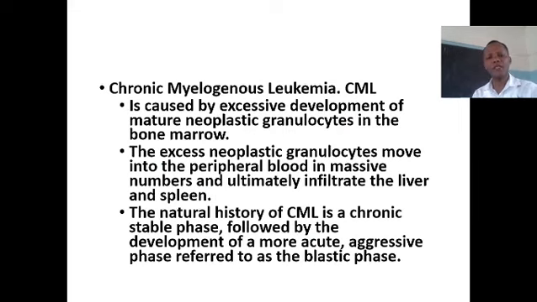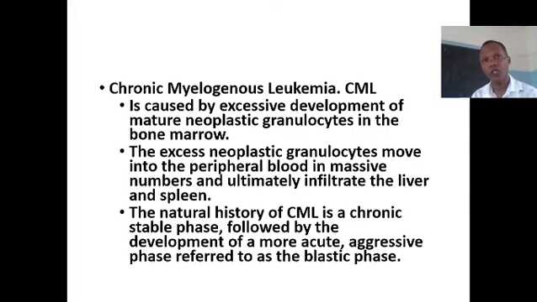Chronic myelogenous leukemia. This is caused by excessive development of mature neoplastic granulocytes in the bone marrow. The excessive neoplastic granulocytes move into the peripheral blood in a massive number and ultimately infiltrate the liver and the spleen. Napata sasa hepatomegaly and splenomegaly.